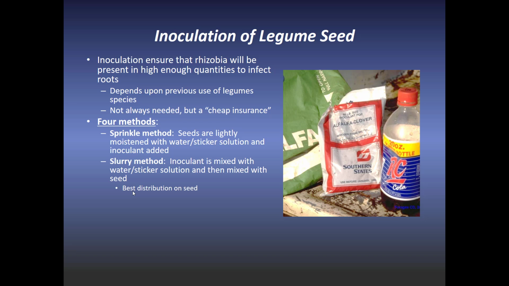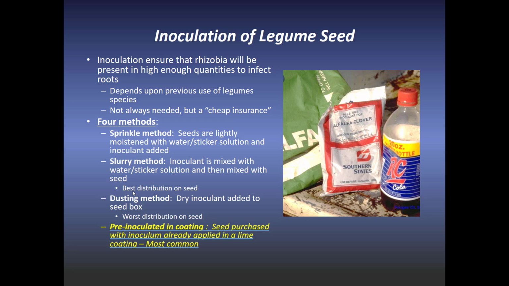That's the sprinkle method. The slurry method is where the inoculum is mixed with water, or that sugar solution, and then mixed with the seed, and that gives the best distribution on the seed of the do-it-yourself methods. Now, the next one is the worst method for a do-it-yourself method, but it happens more frequently probably than we would like to think, and that's where dry inoculant is simply added to the seed box once the seed's in it, and you mix it around and you seed.